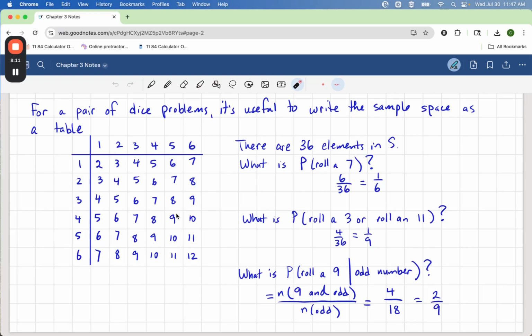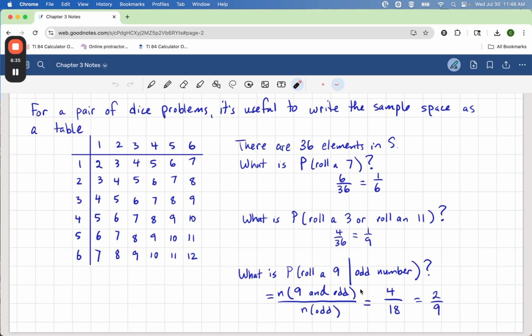What's the probability you roll a 7? Well, here are my 7s, right? There's 6 of them out of 36 total in the sample space, so 1 over 6. What's the probability you roll a 3 or an 11? So 2 3s, 2 11s, so 4 out of 36 reduces to 1/9.